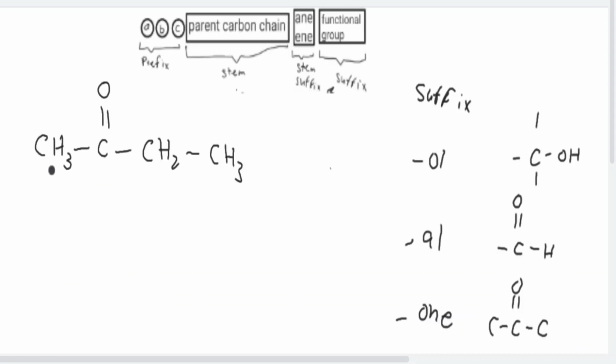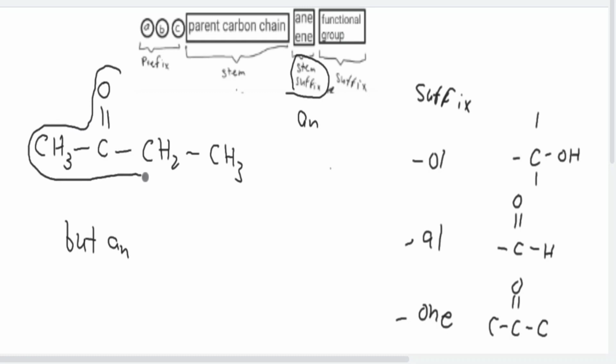Let's do this example. My parent carbon chain, the biggest unbroken carbon chain, consists of 4 carbon atoms. So it's going to be but. The stem, therefore, is going to be but. I have no carbon to carbon double bonds. All my carbon to carbon bonds are single. So my stem suffix is going to be an. So I write an. And which functional group does this show?